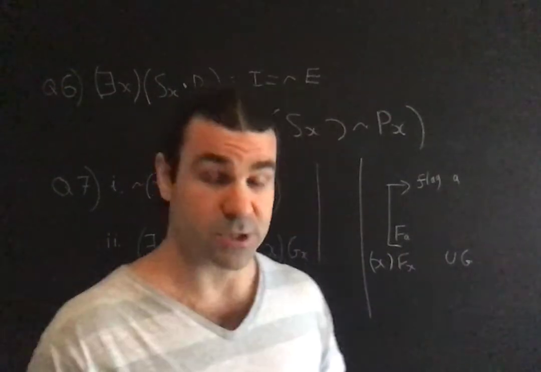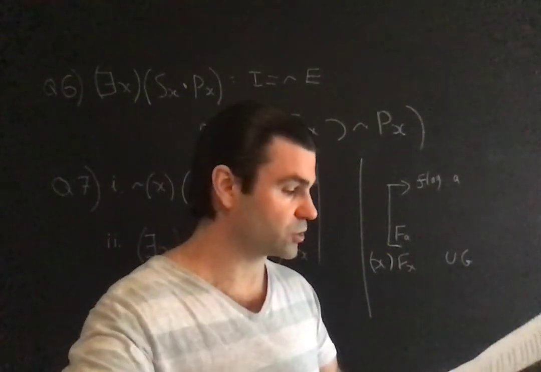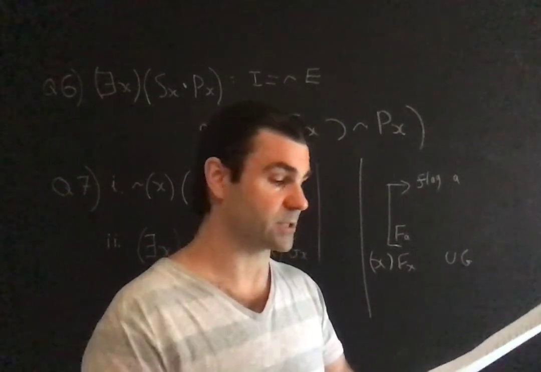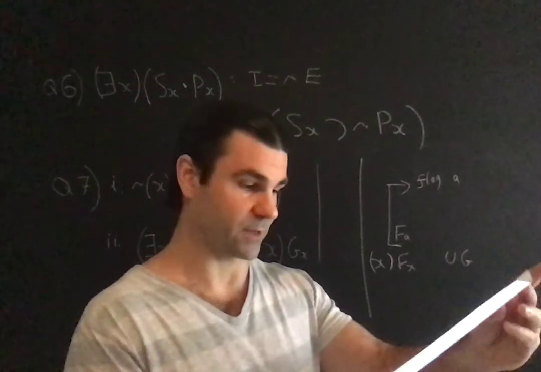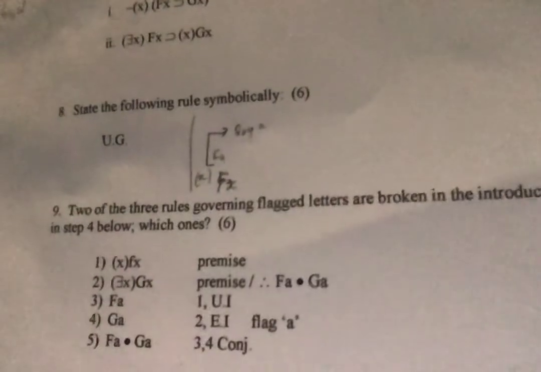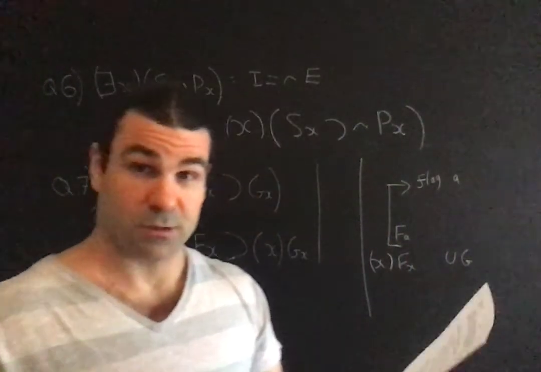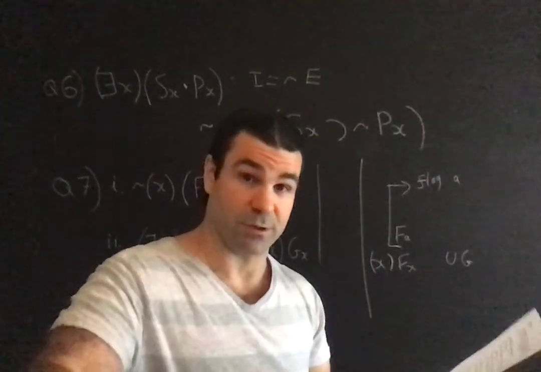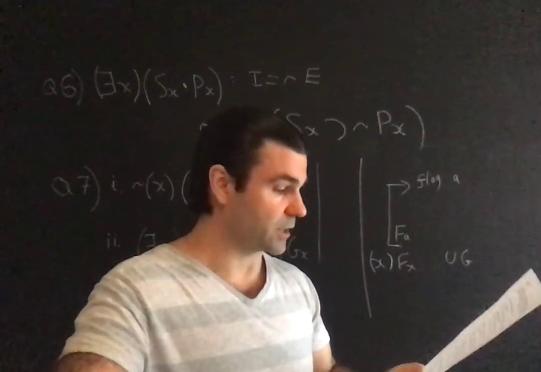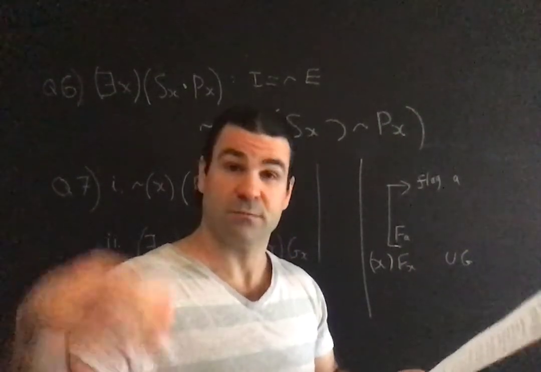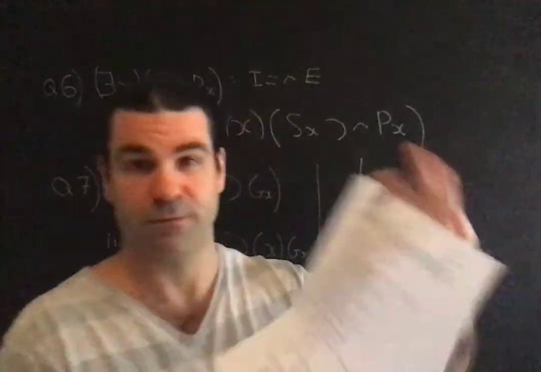All right, question 9. Two of the three rules governing flag letters are broken in the introduction of A as a flag name in step 4 below. You should have it in front of you, but there it is. If you want to pause. Yep, there's only really 2 rules you need to know for this exam. The third one doesn't come until the Unit 17, 18 stuff. But at step 4, GA there, okay, that flag letter is not new to the proof. It already appears in step 3, right?